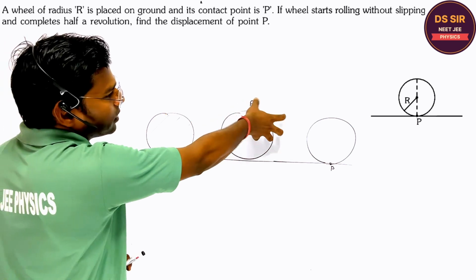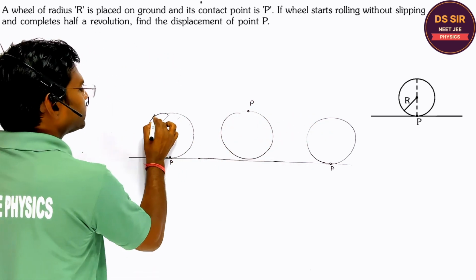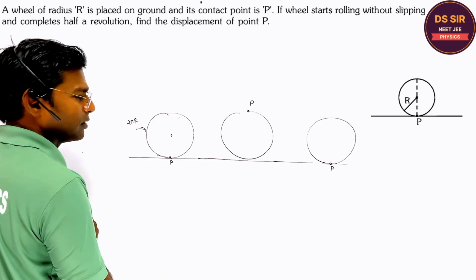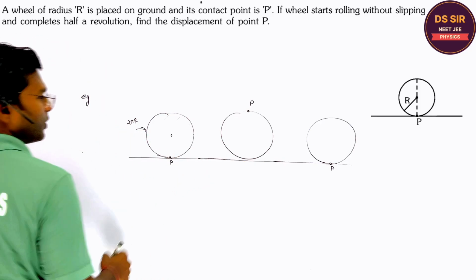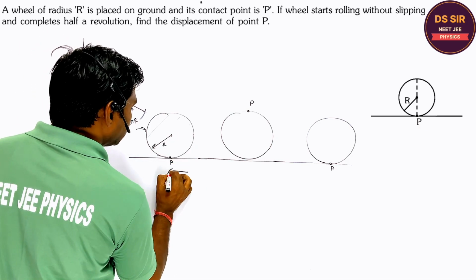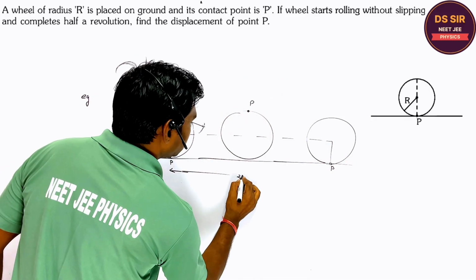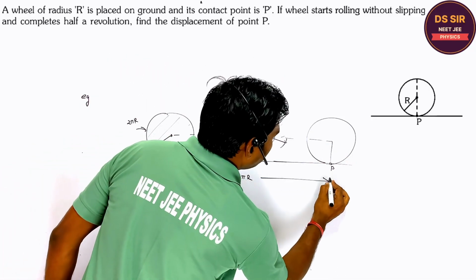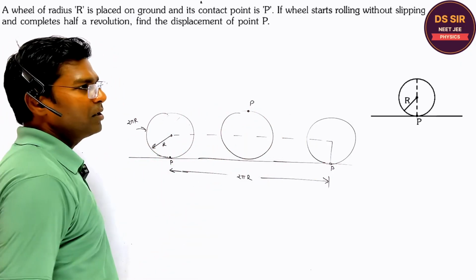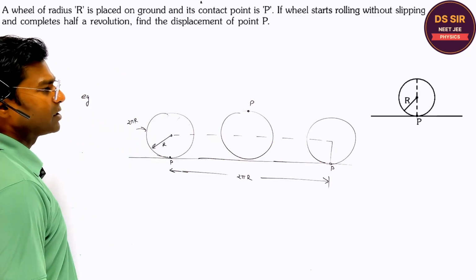Like this. Complete circle. So what is this distance? Say 2 pi r, if the radius is r. So can you tell me what is this distance? This is the distance covered in one complete revolution if the wheel is rolling without slipping. So this distance will be 2 pi r, right, in a complete circle?